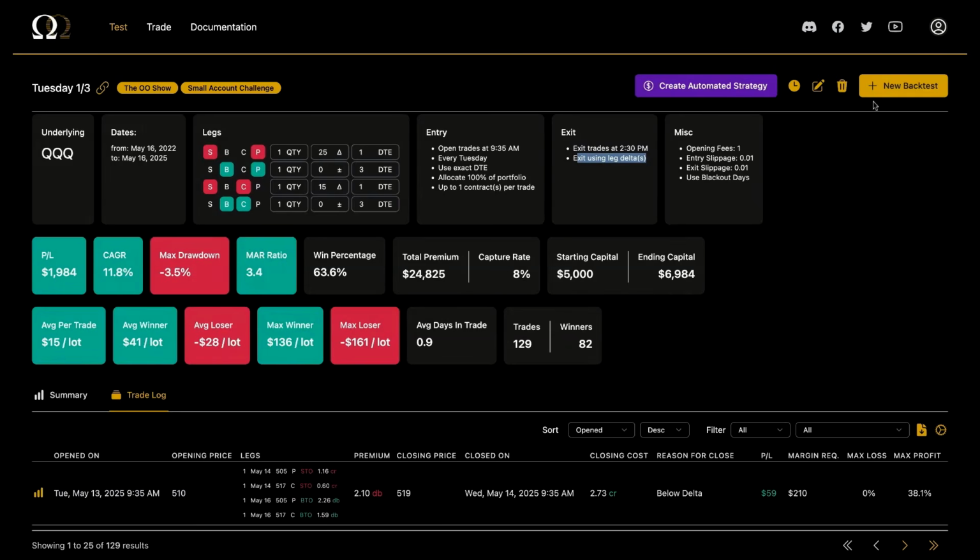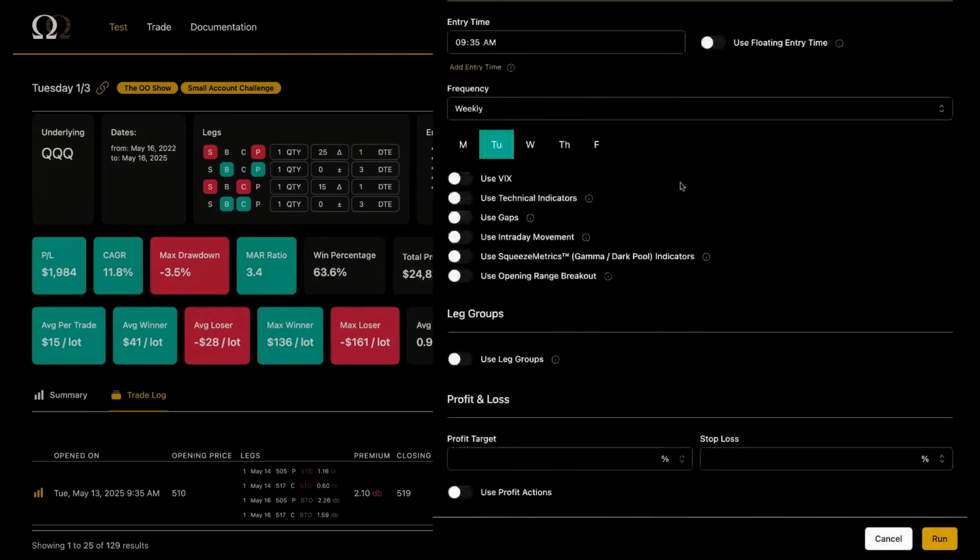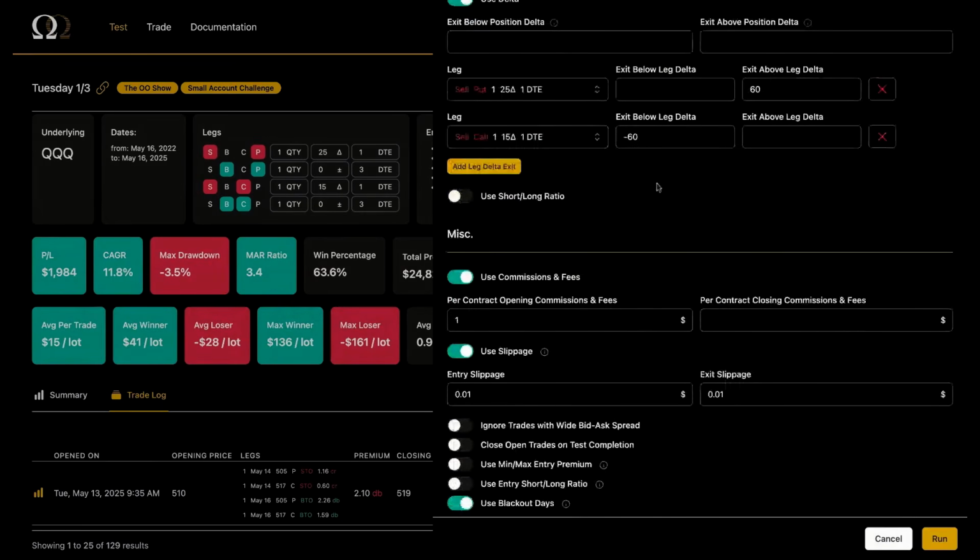And then we're using leg deltas. And on the leg deltas, how we're doing this is the 25 delta put, when it goes above 60 delta, we're getting out. And the call, when we're going below 60, we're going out.